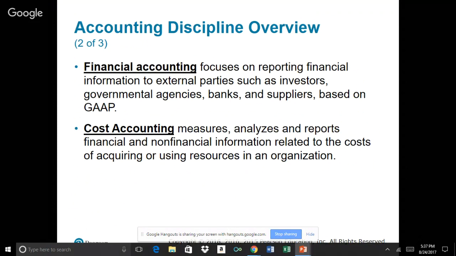So when we're dealing with cost accounting, we're also going to be dealing with non-financial information. And that basically could be like the environment. What type of environment are you selling in? Is it where people are spending money or are people holding back their money? Things like that. So you're not just looking at the numbers, you're looking at the trends of what's going on in the world and how does that affect your company.